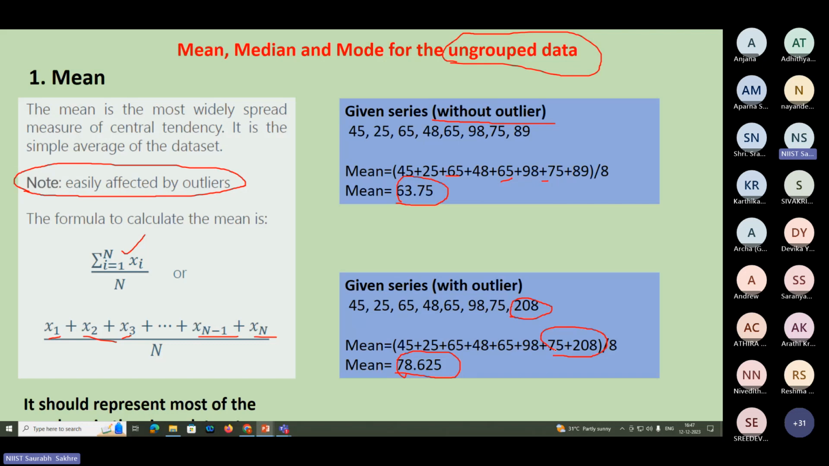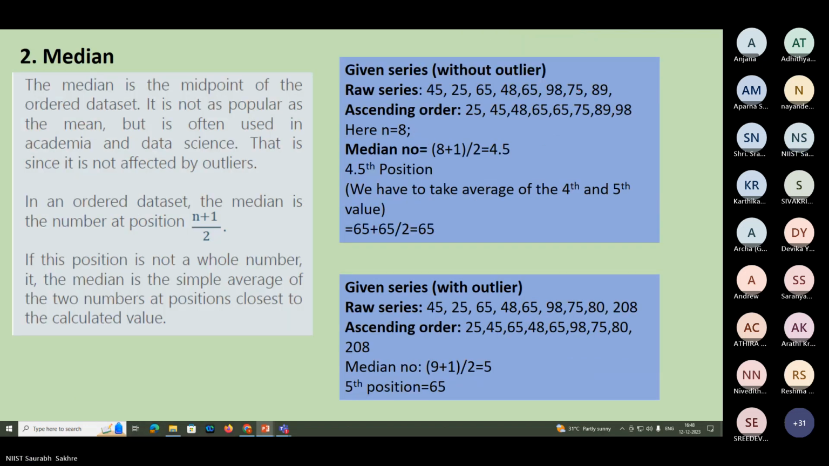Our task is to appropriately see where our central tendency is going, where our measure of central tendency is. So I hope the definition of mean, its formula, and with 2 examples we have understood how an outlier will affect the calculation. And this is for the ungrouped data. Keep this in mind.